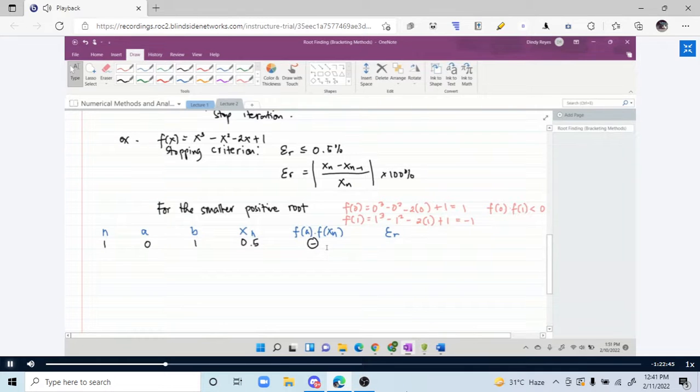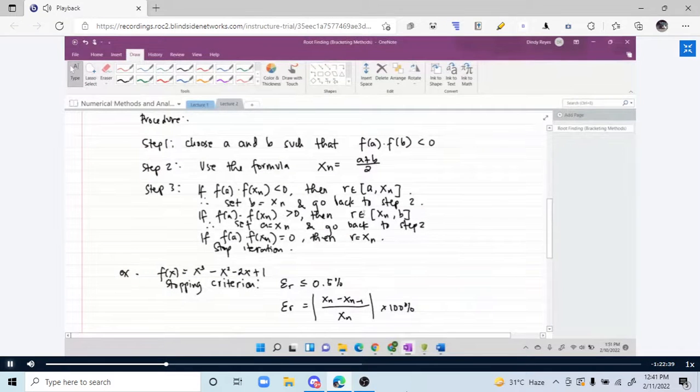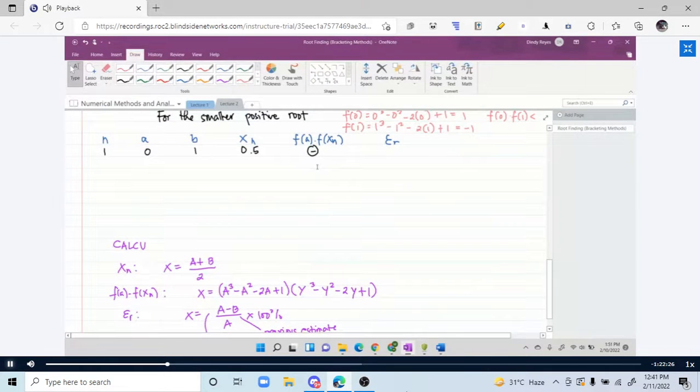Alright, we don't have a relative error yet because we don't have a previous approximation. If this is negative, look at this, step 3. If this product is negative, then R is in the interval from A to x sub n. So set B equal to x sub n. So we replace B with x sub n. So in the second iteration, A is still 0, B is 0.5.